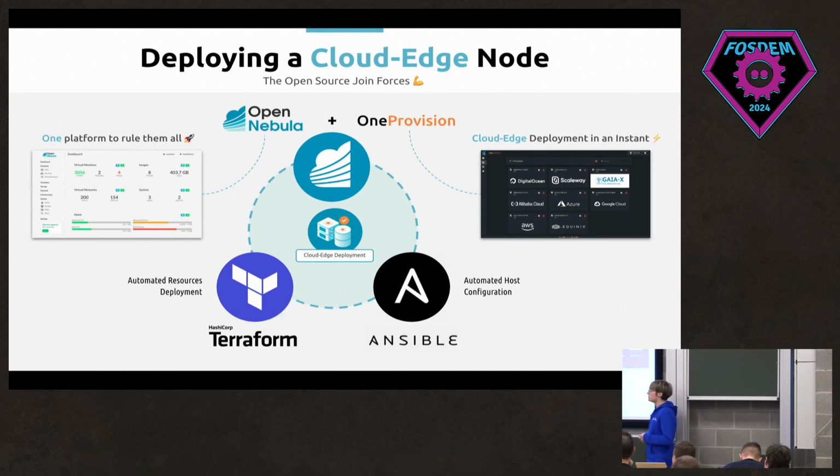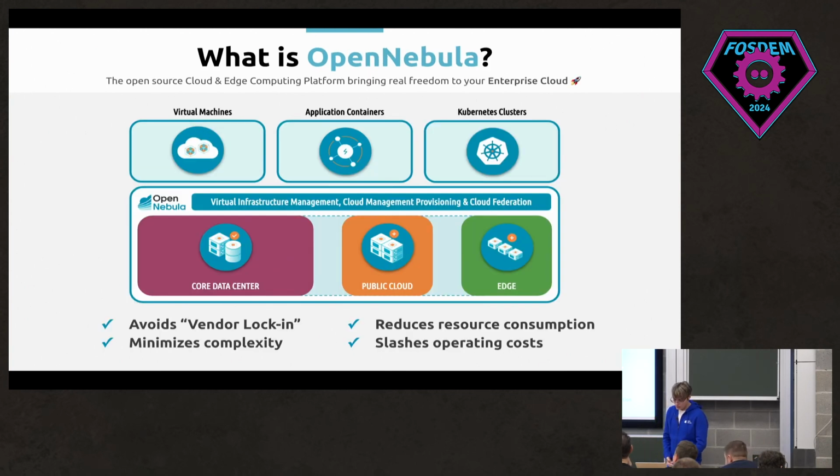One Provision supports several providers in order to create our own cloud node on the edge, like gcloud, AWS, or GAIA-X. Some of them are currently in development, so not all are available, but we are going to use AWS for this example, for today's session. I would like to look more closely at what OpenNebula is in order to understand the environment that we are going to see in today's demo.